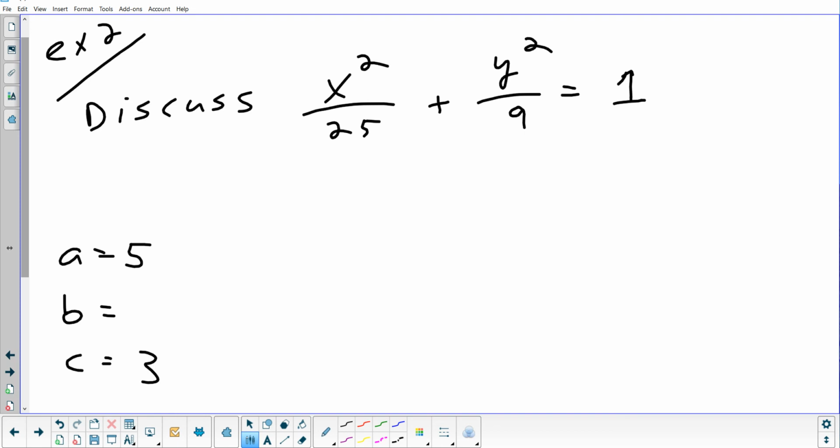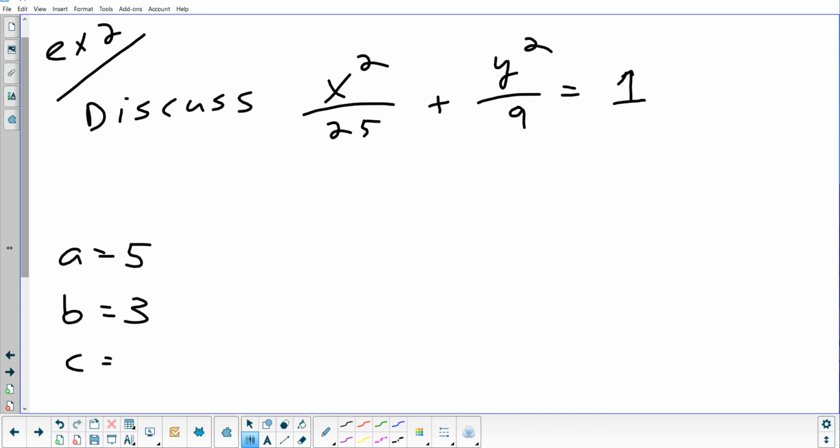But I thought we knew B because B is under y squared. Oh, I'm sorry. Yeah, you're right. We do know B. B is 3. And C, we don't know. Now, part of what you need to discuss when you describe an ellipse is the focus. What letter here has to do with the focus? C. C is the center to the focus. So you need C. So we've got A and B.